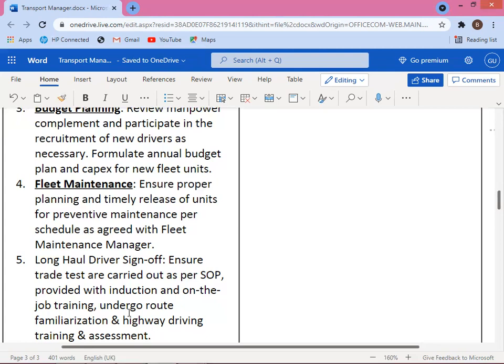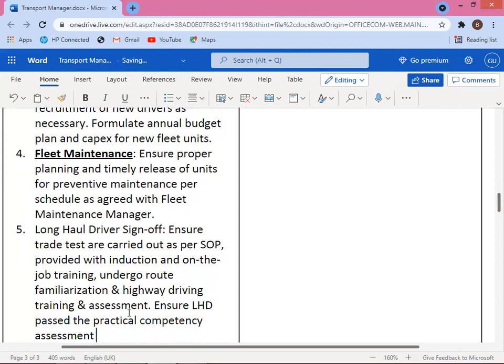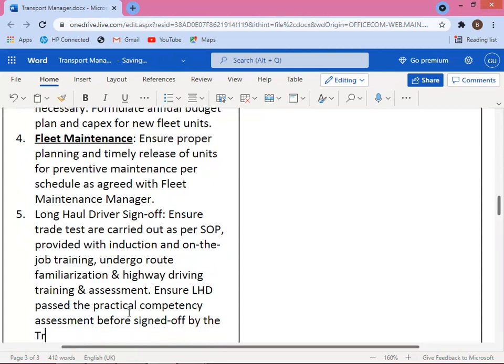Then ensure, I'll just make it a shortcut, LHD. We understood that this is a long haul driver. Pass the practical competency assessment. He should pass the practical competency assessment before getting signed off. Before sign off. By whom? By the transport manager. So the transport manager should sign off.